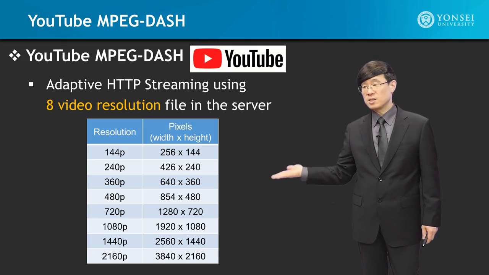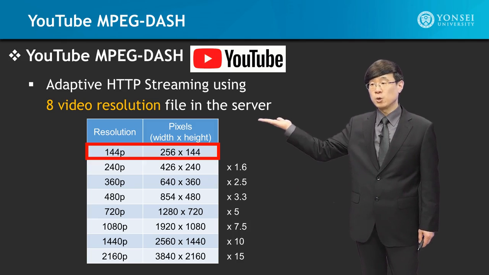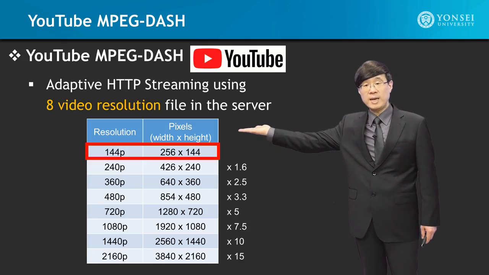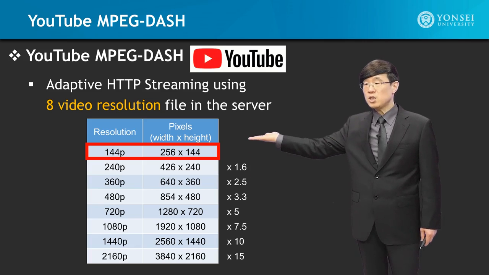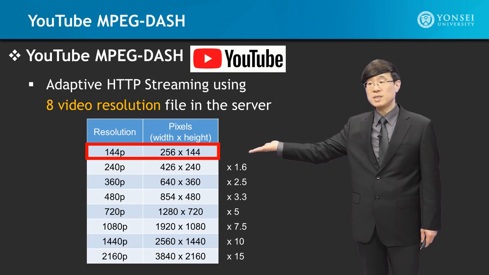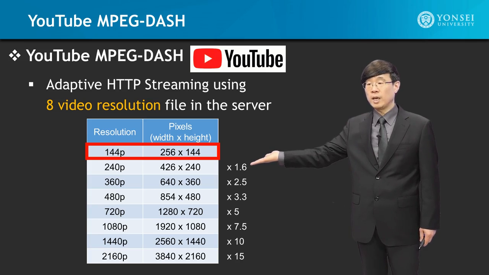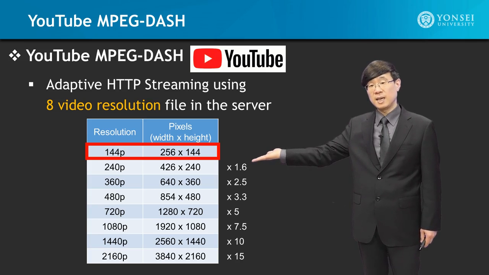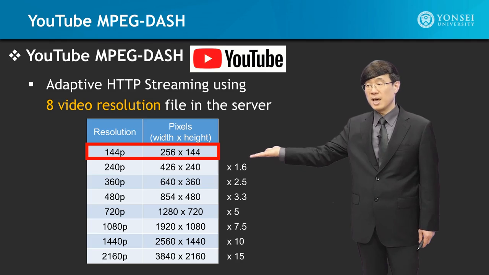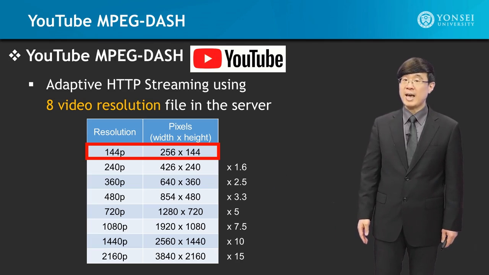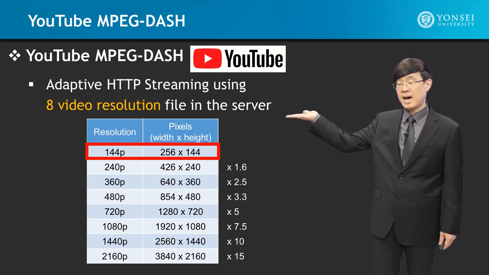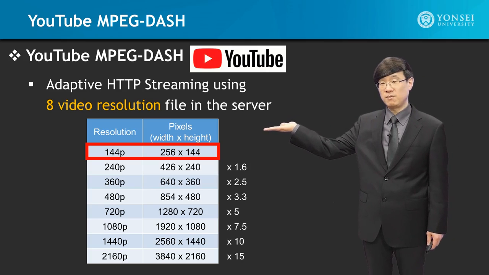What are the differences of these rates? In reference to this rate, which is the lowest rate of the video resolution, the other ones go up like this, in which the 240p is 1.6 times of a higher level. Then the 640 by 360 image is about 2.5 times of a higher resolution. And you can see the numbers become larger and larger as the resolution is at a higher level compared to the 144p video that is here.